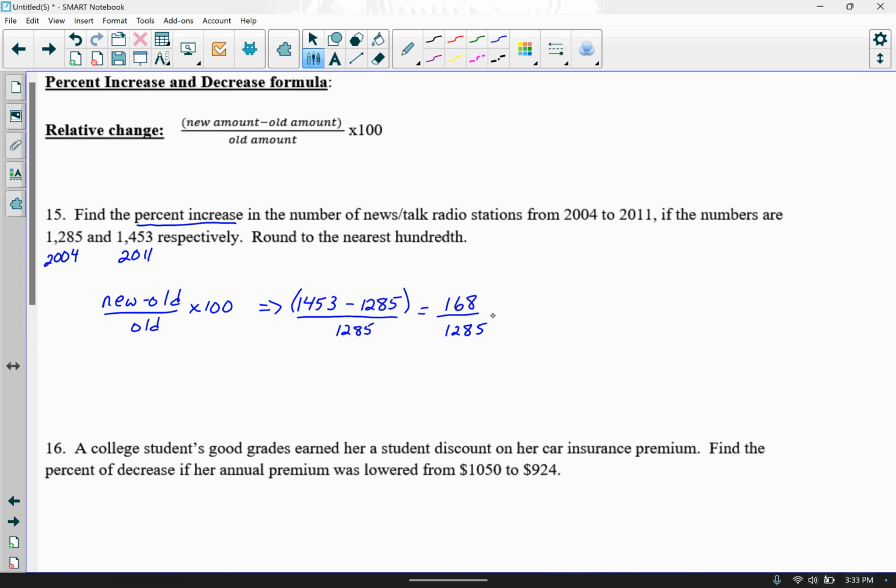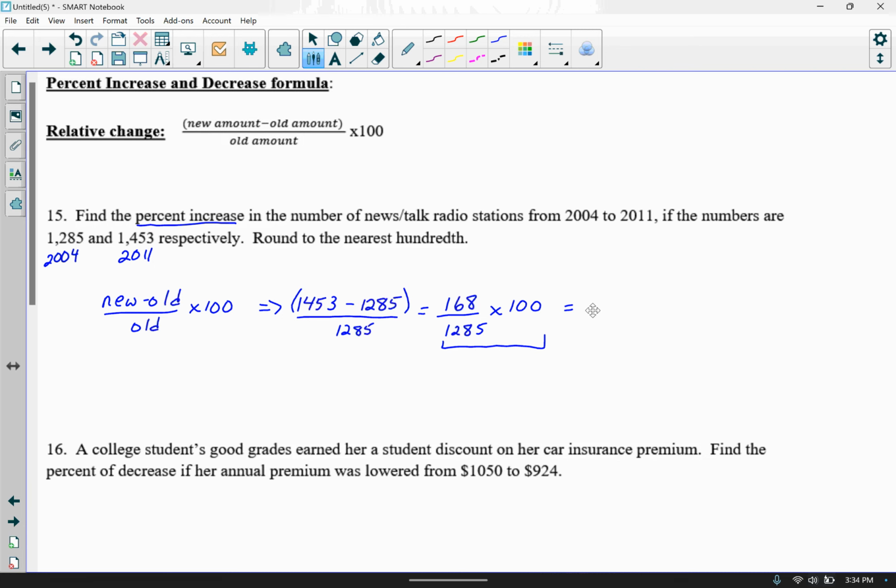And then you can do this all in your calculator all at one time without having to use any kind of parentheses. So I can type this part in my calculator all at one time. 168 divided by 1285 times 100. You don't need any kind of fancy fraction button or anything like that. You can literally type it in exactly how you say it. 168 divided by 1285 times 100, and that'll get you your final answer. I've got you rounded to the nearest hundredth, so you should land at 13.07%. All of these answers will be percent because it's asking you to find a percent increase or decrease.